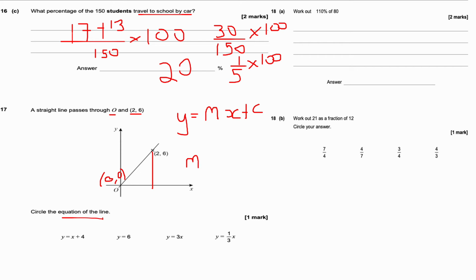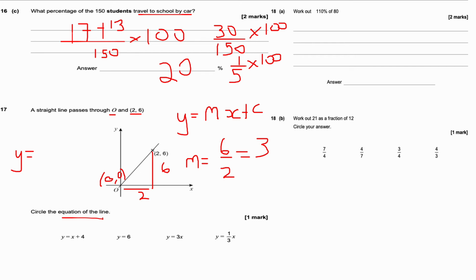It's the difference in the y-coordinate divided by the difference in the x-coordinate to work out the gradient. So it's rise over run, the change in y divided by the change in x. It's going up 6 from 0 to 6, and across 2 from the origin. 6 divided by 2 is 3. So the gradient is equal to 3.